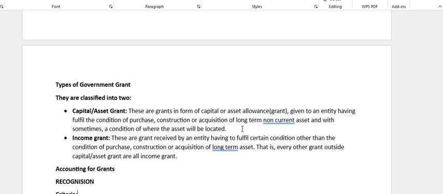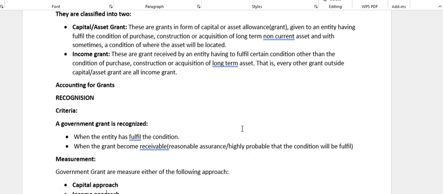That is the condition. But the second one is income grant. This income grant has to do with all other conditions that you have to meet apart from the condition of purchase, construction, or acquisition of a non-current asset. Is that taken? That is that for that.